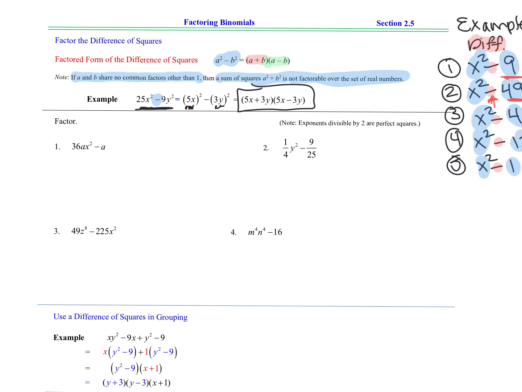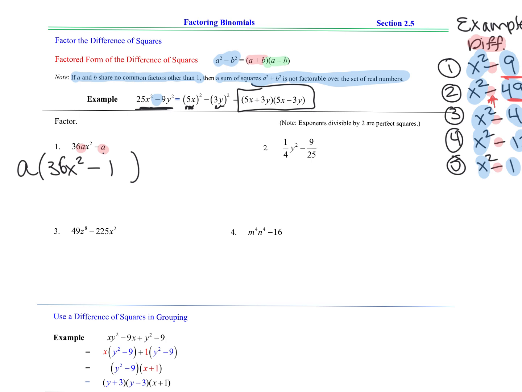So on number 1, I actually have an A here and here. So I need to take that A out because that's the greatest common factor. So I'm going to take out the A, and then I would end up with 36x squared. And then A divided by A is just 1. Okay, so I would have to do that first.